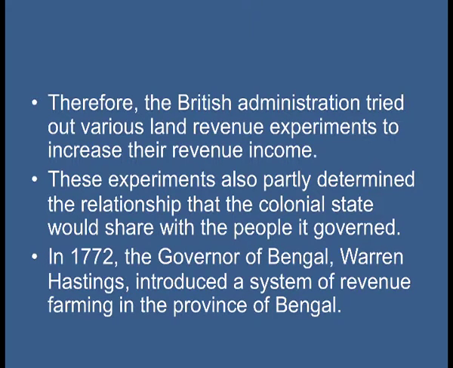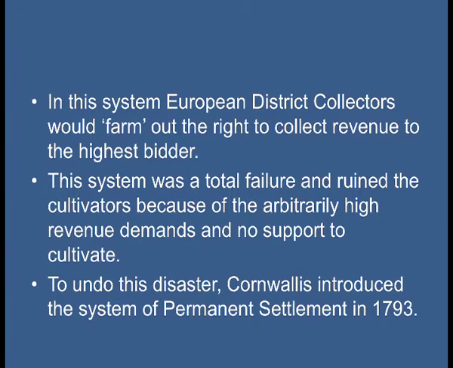In 1772, the governor of Bengal, Warren Hastings, introduced a system of revenue farming in the province of Bengal. In this system, European district collectors would farm out the right to collect revenue to the highest bidder. This system was a total failure and ruined the cultivators because of the arbitrarily high revenue demands and no support to the cultivators. To undo this disaster, Cornwallis introduced the system of permanent settlement in 1793.